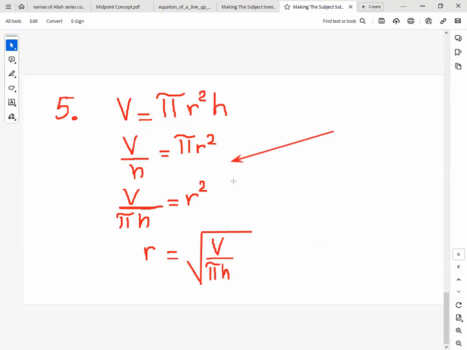So this is called making the subject of an equation. You rearrange the equation and isolate your variable on one side and all the remaining terms on the other side using inverse operations. Hope you understood this concept of subject of equation.